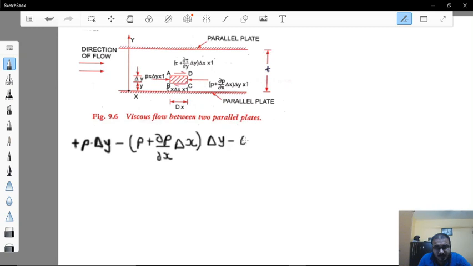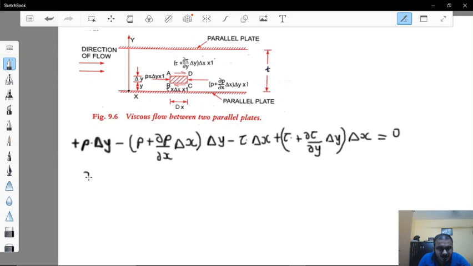minus tau into delta x plus tau plus del tau over del y into delta y into delta x is equal to 0. So here few parameters will get automatically cancelled, so we will not focus on them.